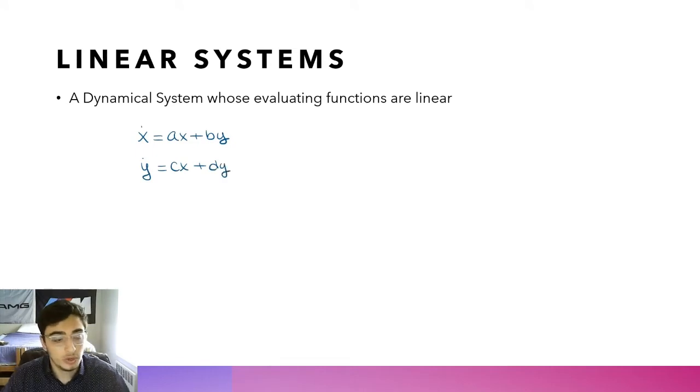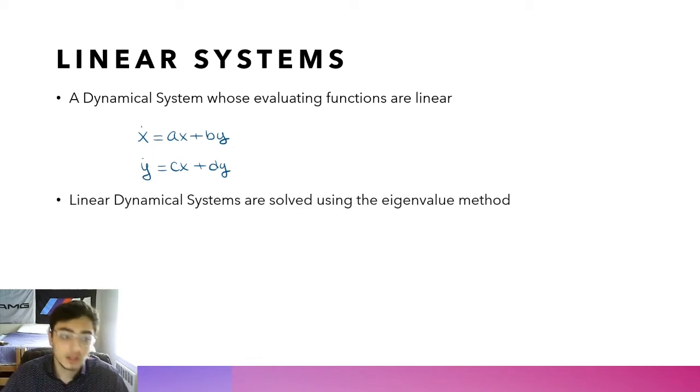We don't have any exponents greater than 1 or any random variables or random functions such as e to the x. So this is considered linear because the forcing functions are linear. Linear dynamical systems are solved using the eigenvalue method.